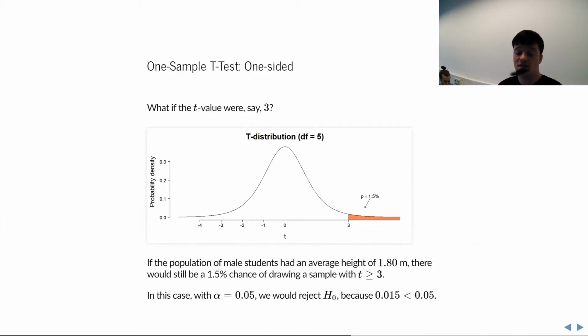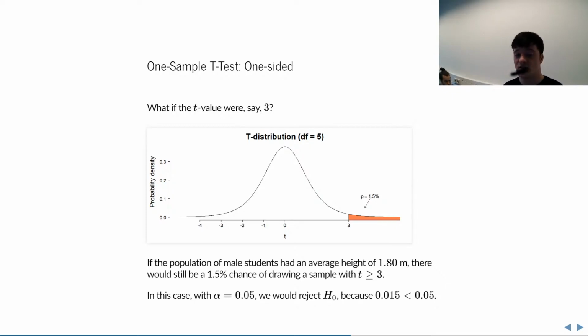Okay, let's have a look at another couple of t-values just to see what that looks like. So we're still doing the one sample, one-sided t-test. Are men larger than 1.8 meters? Now, if we had a t-value of 3, then we're much further away from 0. So the chance of observing this large a t-value or larger is quite small. That's only 1.5% if I color in the area. So in that case, with the same alpha, we would reject the null hypothesis.